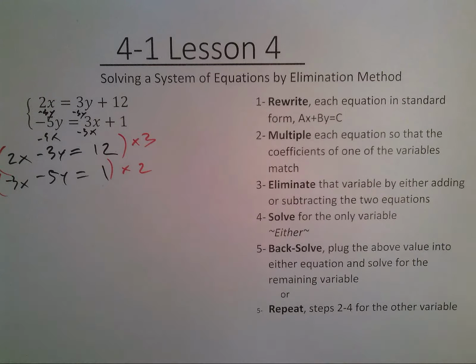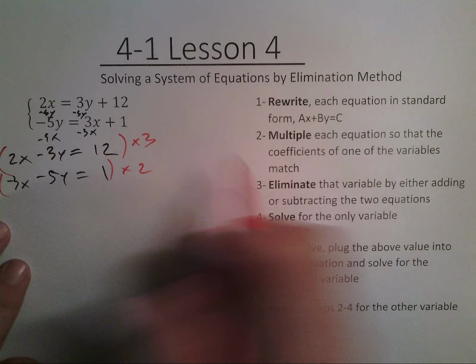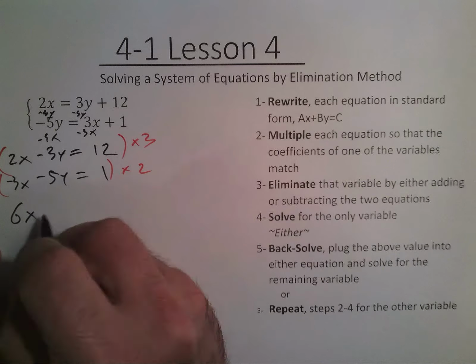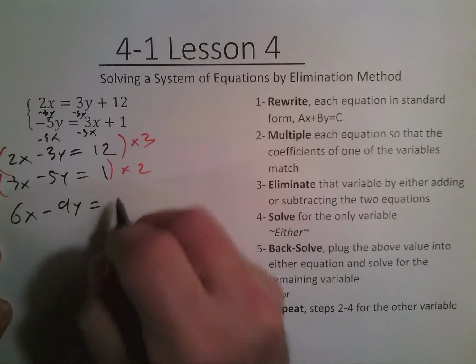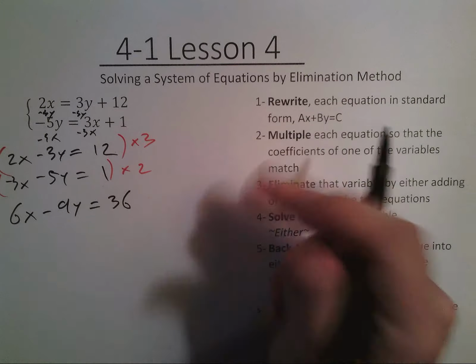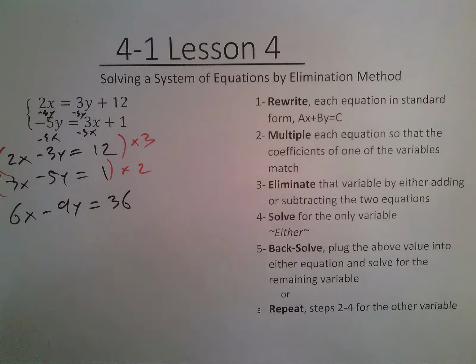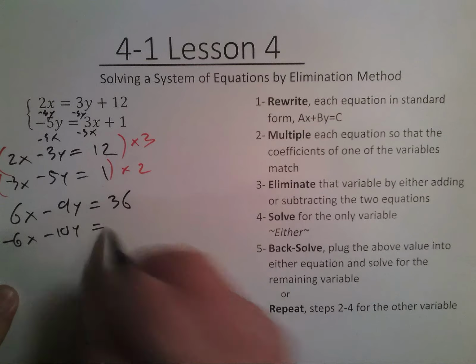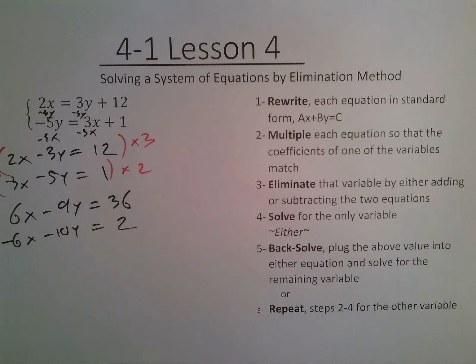Now, when I multiply the first equation by 3, I have to multiply everything by 3. This way I'll get 6x minus 9y is equal to 36. And when I multiply my second equation by 2, I will get negative 6x minus 10y is equal to positive 2. So I'm literally just multiplying both equations by whatever will make it so that the coefficients match.